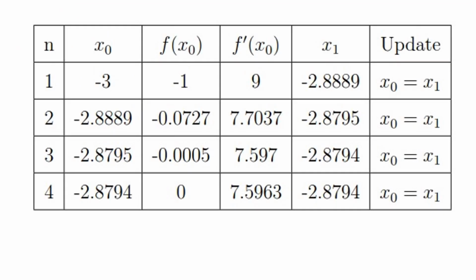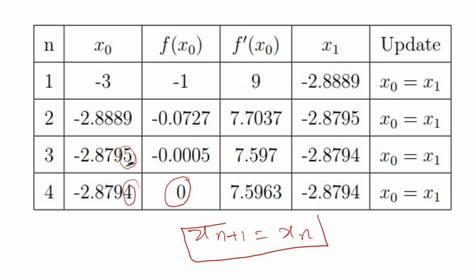So I have made a table for your convenience. In these values, this 5 and this 3, this is some sort of calculation error. So you see at iteration 4, the value of the function at x4, which is minus 2.8794, is 0, meaning there is no increment in the results. So x of n plus 1 becomes equal to x of n at this point. So you have to stop there.